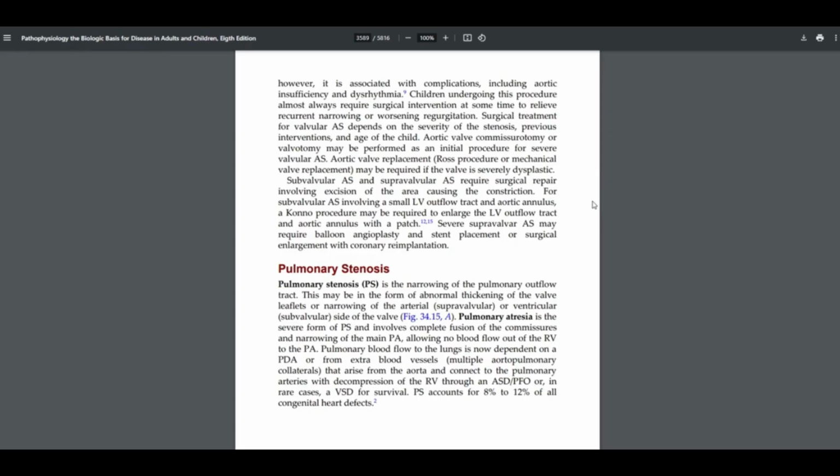Subvalvular aortic stenosis and supravalvular aortic stenosis require surgical repair involving excision of the area causing the constriction. For subvalvular aortic stenosis involving a small left ventricular outflow tract and aortic annulus, a Konno procedure may be required to enlarge that left ventricular outflow tract and aortic annulus with a patch. Severe supravalvular aortic stenosis may require balloon angioplasty and stent placement, or surgical enlargement with coronary reimplantation.